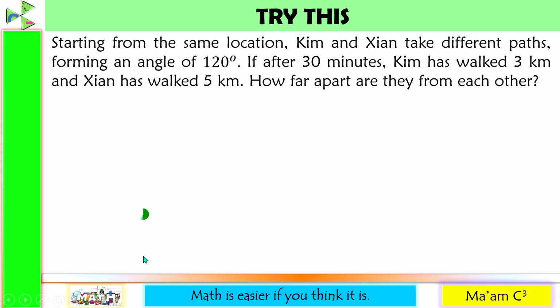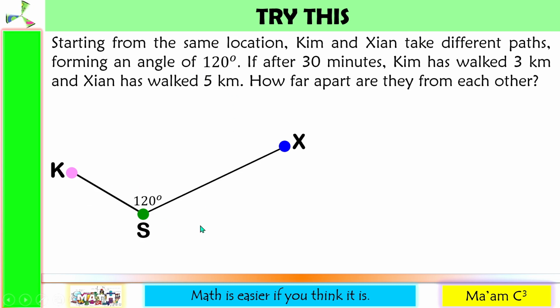So let this be the point S, the starting location, and Kim traveled on this path, while Zian took the different path. In between them is an angle that measures 120 degrees. Kim has walked 3 kilometers, while Zian has walked 5 kilometers. The question is, how far apart are they from each other? So we are looking for this distance.